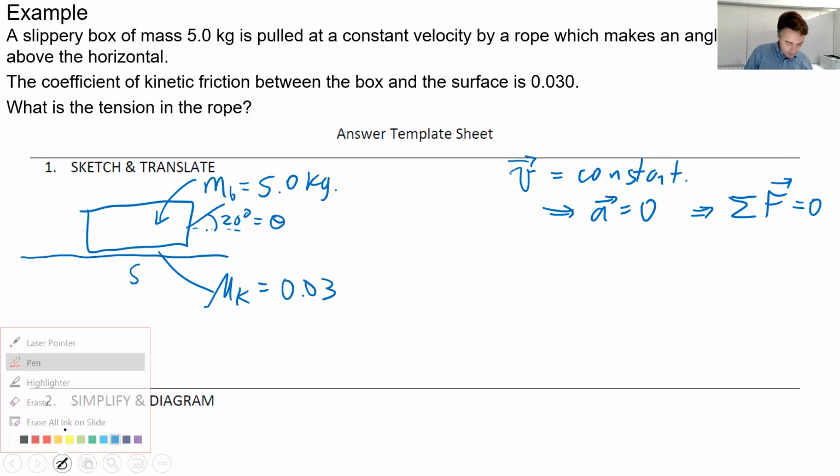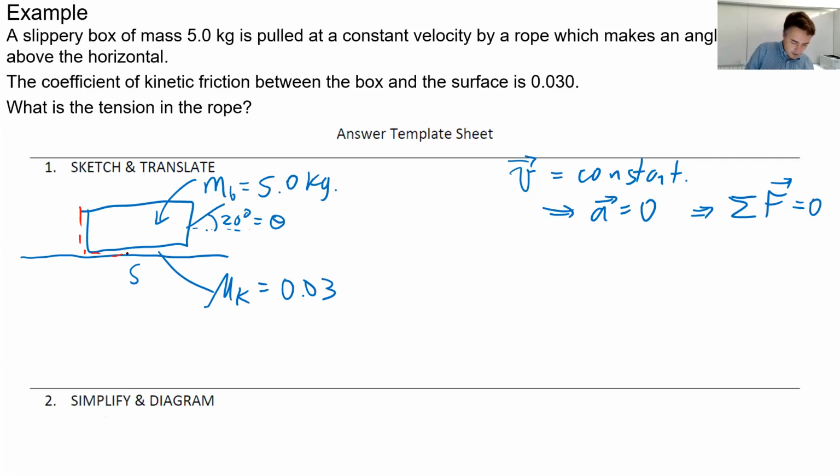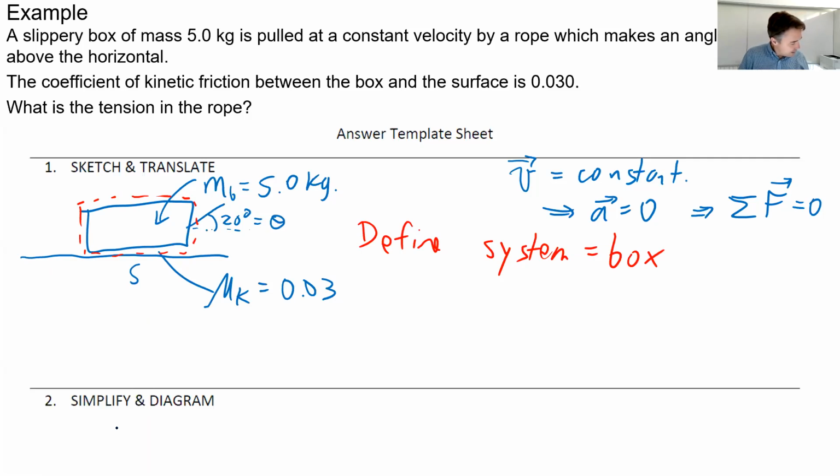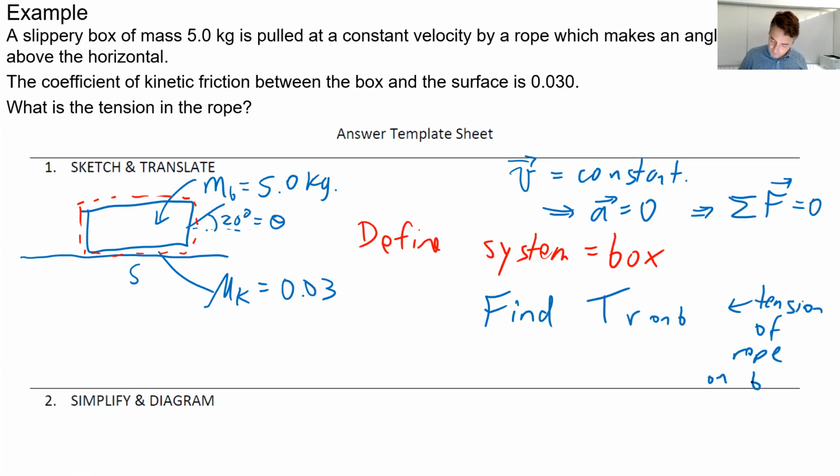So let's define the system as being the box. Define system equals box. Shouldn't forget to do that. I want to find the tension of the rope on the box. Tension of rope on the box. So that's my sketch and translate.